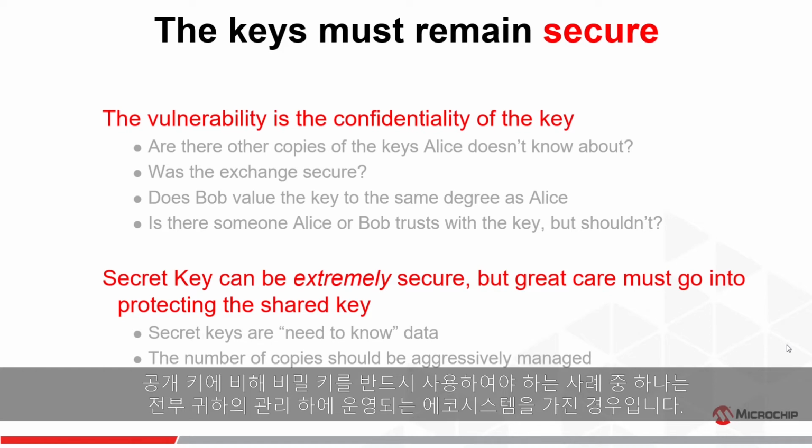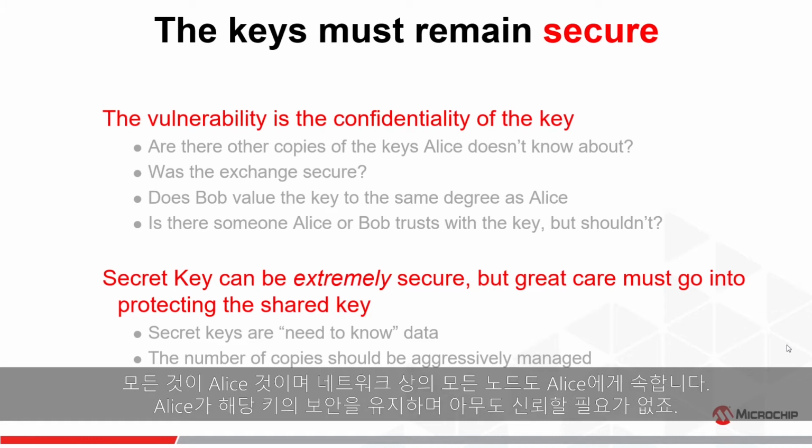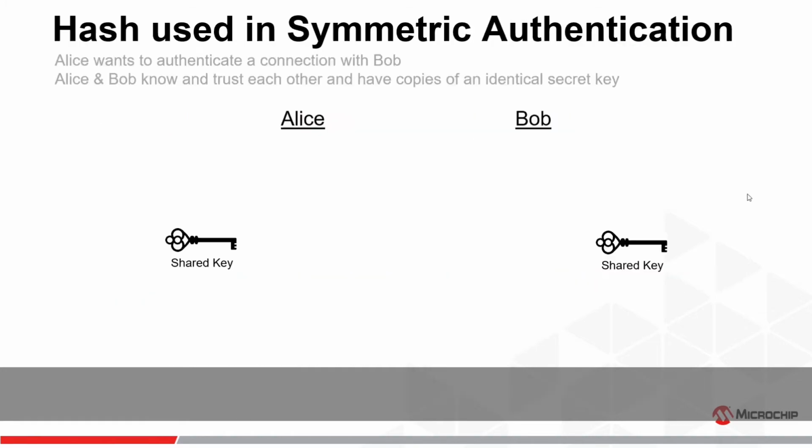One of the best examples of when you should use secret key versus public key, which we haven't actually gone over yet, is when you have an ecosystem which is all yours. Your network does not have to interoperate with any other vendor's products. So essentially, there is no Bob. It's only Alice. Every node in the network belongs to Alice, and Alice maintains security of that key and does not have to trust anyone else with it.